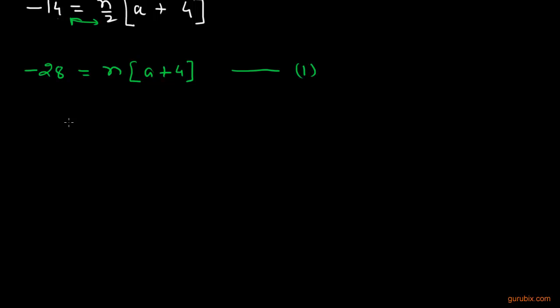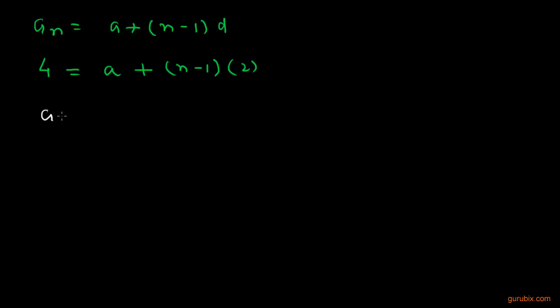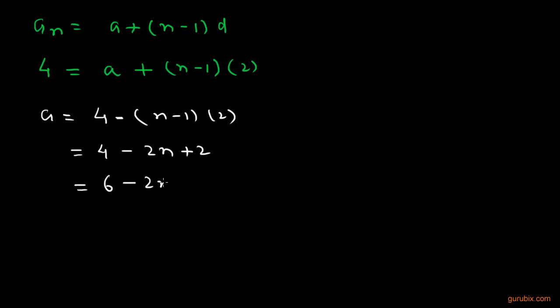Now we shall use the general term, that is an equals a plus (n minus 1) times d. Here an is 4, we have to find the value of a, n is also not given, and d is given as 2. Now we take the value of a from here: a equals 4 minus (n minus 1) into 2, which equals 4 minus 2n plus 2. This means a equals 6 minus 2n.